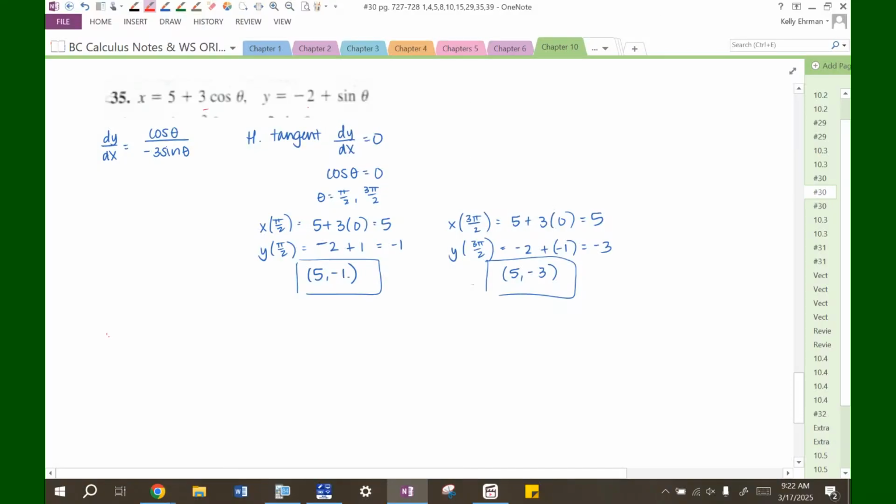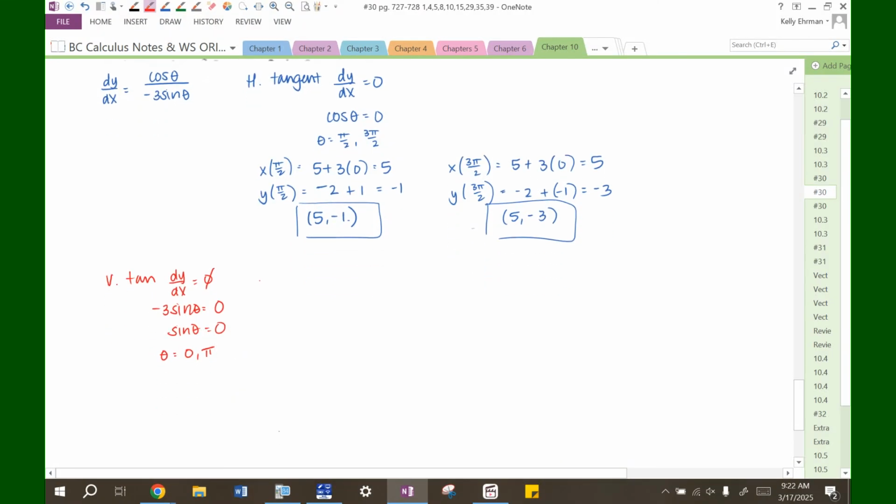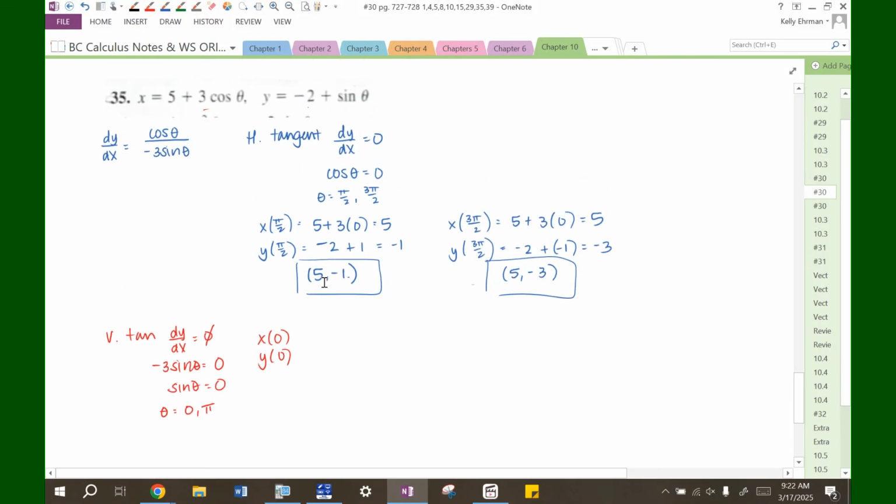All right, what about vertical tangent? Vertical tangent when dy/dx is undefined. And in this case, that would be when -3 sine theta, you don't need the -3, but you can, is equal to 0. That's really just when sine theta equals 0. And that happens when theta equals 0 and pi. So I need to find x of 0 and y of 0.